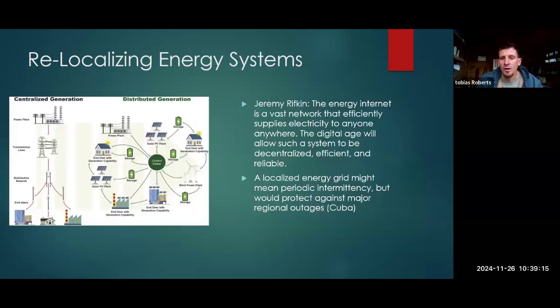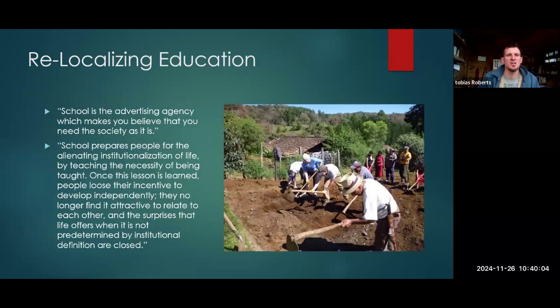Obviously, also a localized energy grid might mean periodic intermittency, right? There might be times when it's extremely cloudy or extremely cold, and the energy production dips, right? But periodic intermittency would protect people against major regional outages. I don't know if you all followed the news, but in Cuba, Cuba has a very, very centralized electricity and energy generation system, and it's getting older. It's harder for Cuba to source oil and gas to run its power stations, and as a result, over the past weeks and months, pretty much the entire country has been left, for days on end, without electricity. If we had a localized energy grid, these large scale outages would be less common and much more manageable.